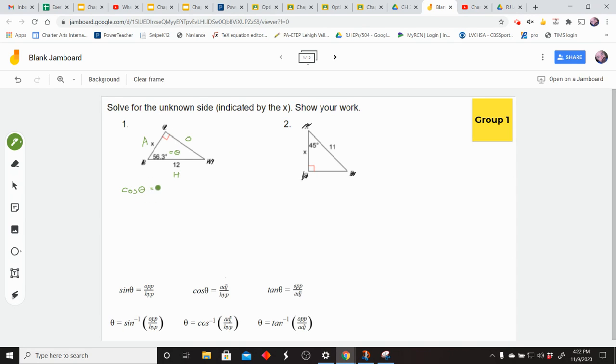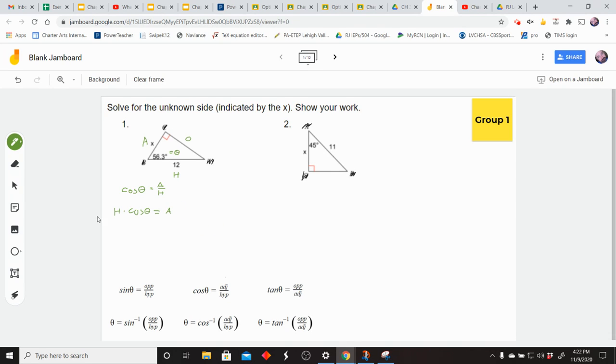So your next step should be write the definition of cosine. Cosine theta is A over h. And we're trying to solve for A. So what we want to do is multiply both sides by h. That would give me h times cosine theta on the left, and on the right, I have A.